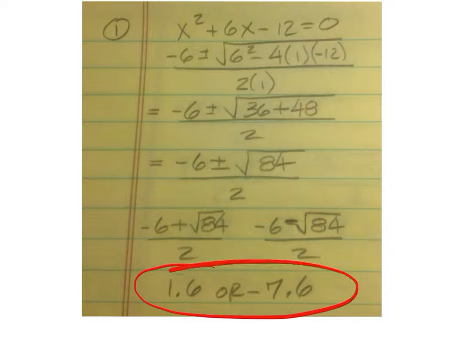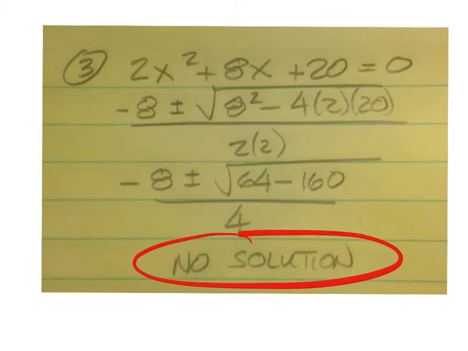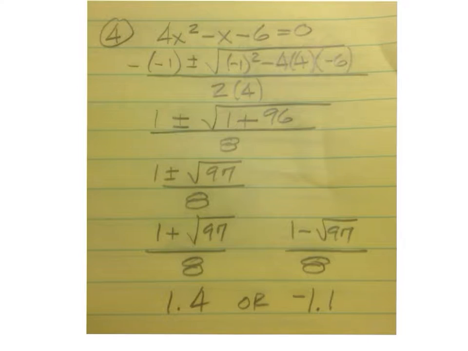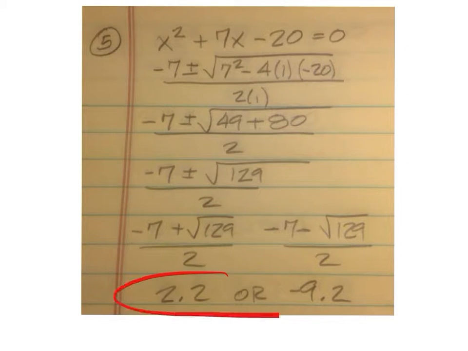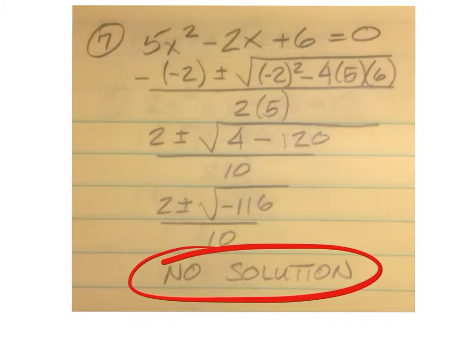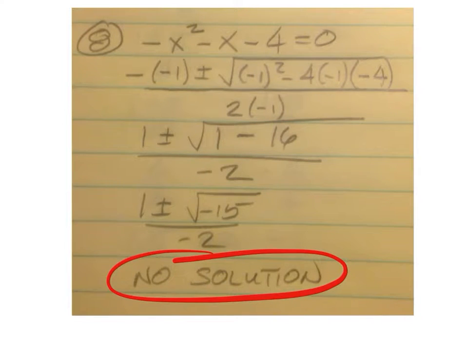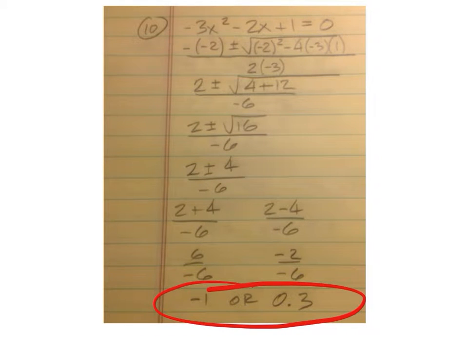Number 1 is 1.6 or negative 7.6. You must have rounded to the tenths place in each case. 2 is negative 4.1 or 1.5. 3 is no solution. 4 is 1.4 or negative 1.1. 5 is 2.2 or negative 9.2. 6 is negative 2 or 1.3. 7 is no solution. 8 is no solution. 9 is no solution. 10 is negative 1 or 0.3.